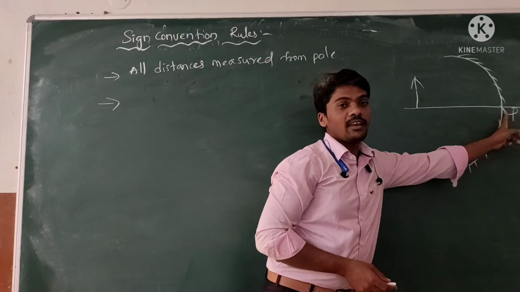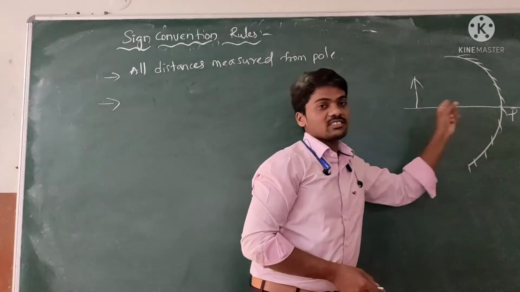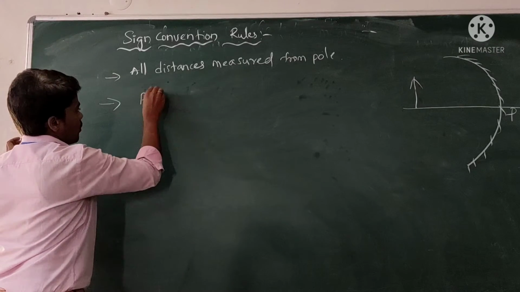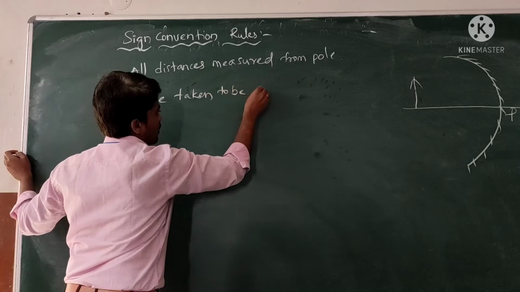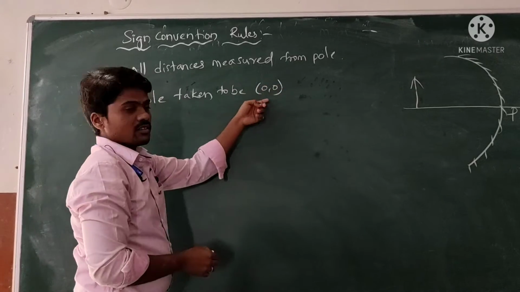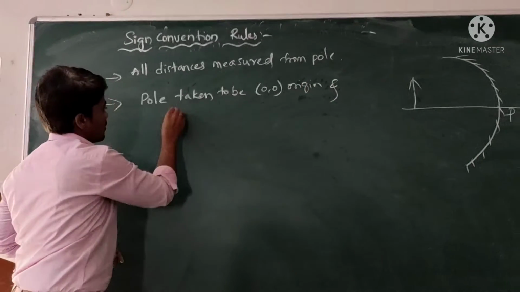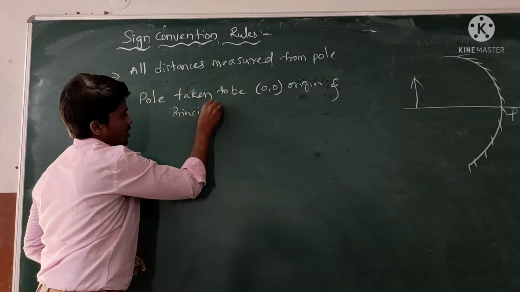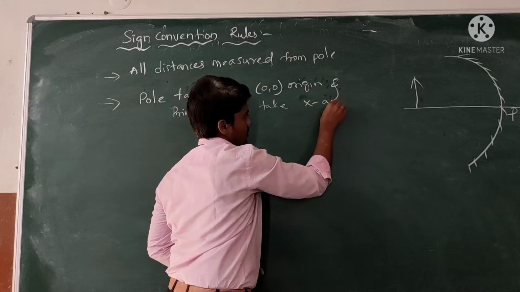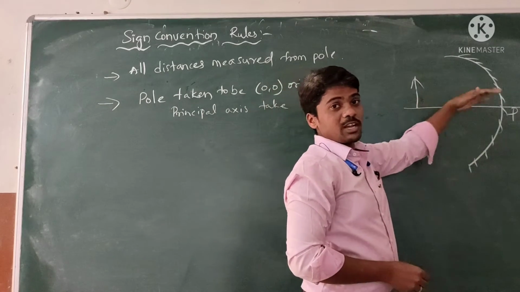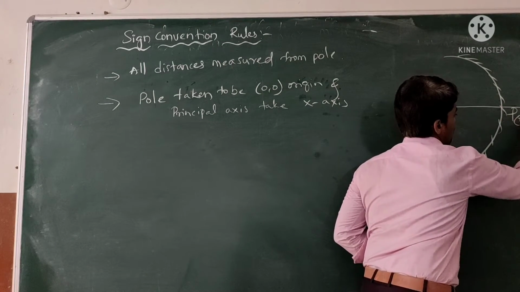Second point: the pole is taken as the origin, and the principal axis is taken as the x-axis. This is the principal axis, which means this is the x-axis. Here is the pole, and pole means origin, here (0, 0) at this point.